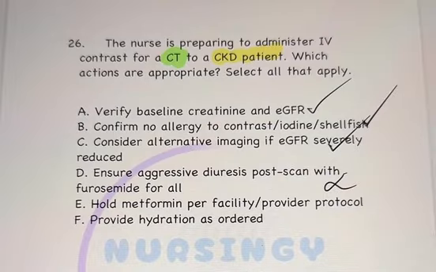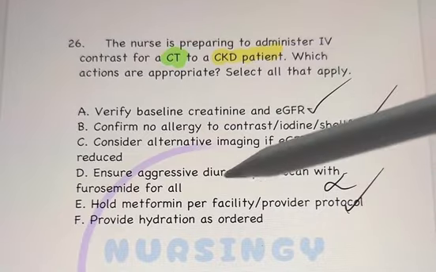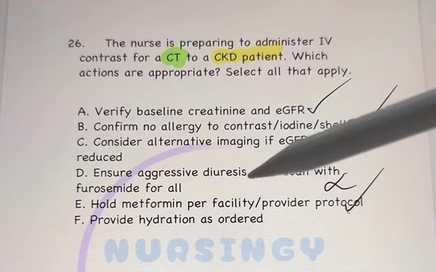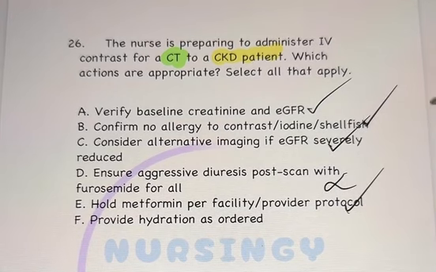Hold metformin per facility provider protocol. Is E always correct? Yes to E. Especially when it's saying per facility, because metformin usually accumulates in the kidney and can cause damage to the kidney, and also lactic acidosis, and that can lead to more severe kidney damage. Provide hydration as ordered.